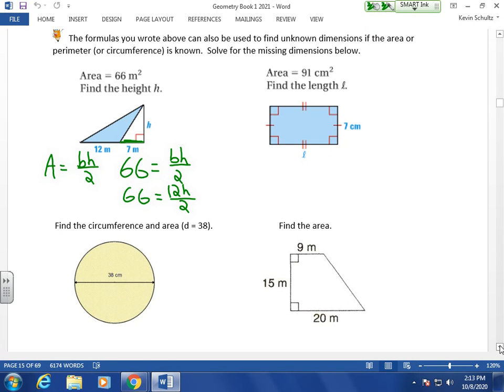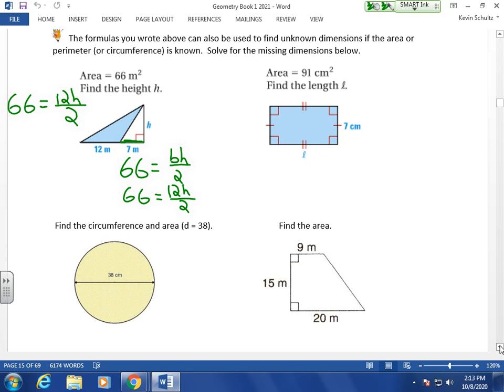Luke? I think the height might be 10. Well, if the height's 10, that's 12 times 10, which is 120, divided by 2 is 60. So you're in the ballpark, but not quite. Brady? 11. How'd you get that? I divided 66 by 12, and then it was 5.5, and then I doubled it. So I like it. So there are a couple different ways. You know, right now in algebra you are working on solving equations, which we kind of have here, right?